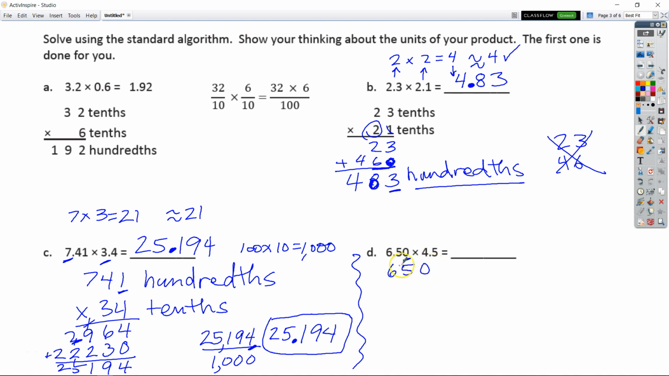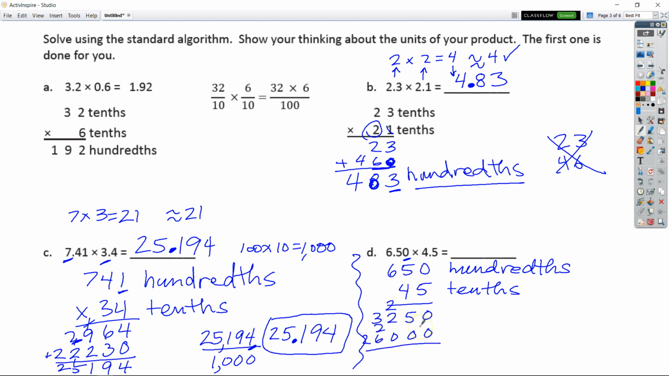So we have 650 hundredths times 45 tenths. We're going to say 5 times 0. 5 times 5 is 25. 5 times 6 is 30, plus 2 is 32. And then we have 4 times 0 is 0. And then we have 4 times 5 is 20. And 4 times 6 is 24, plus 2.